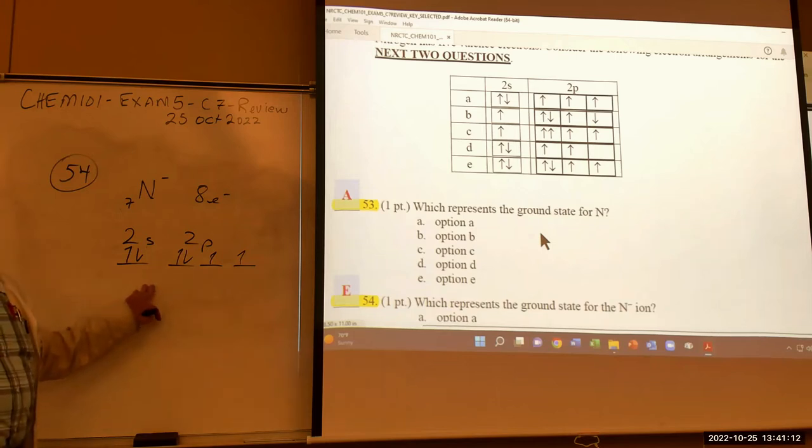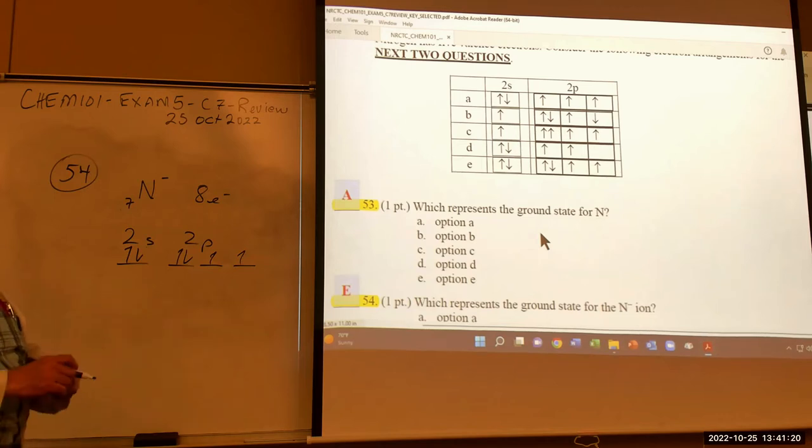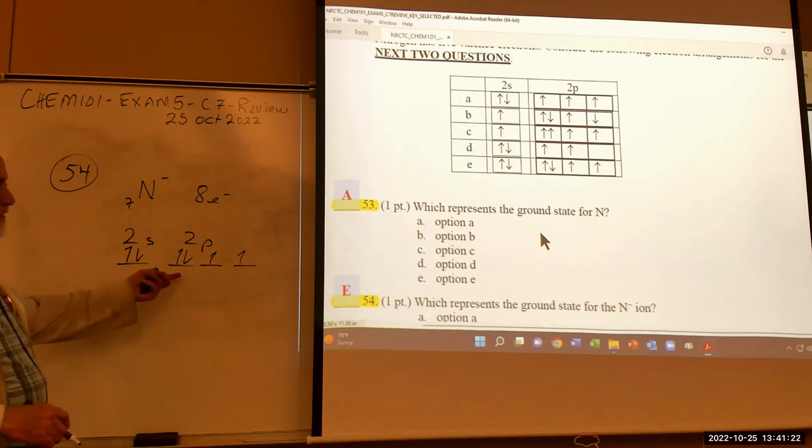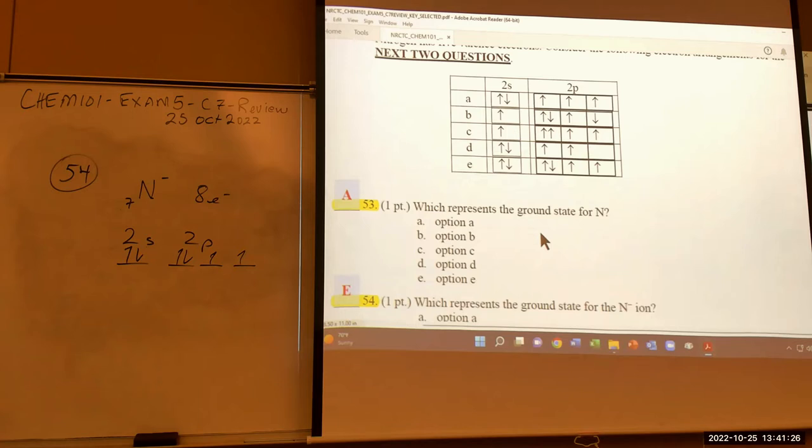See how I did that? You just add an extra electron. When you're doing ions, always start with a neutral atom. And then if it goes positive, you take away an electron. If it goes too positive, take away 2 electrons. If it goes negative, add an electron. Or 2 or 3, however many you need. Okay?